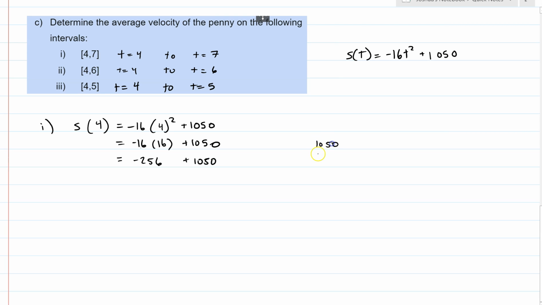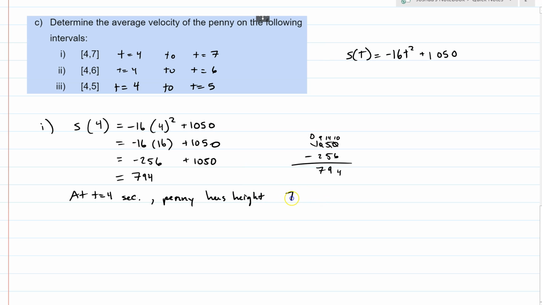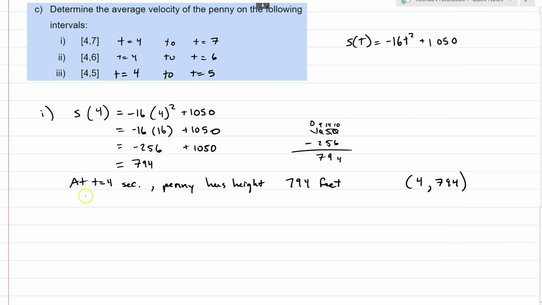Alright, so let me just do the math out here. 1050 minus 256. Let's see, we need to carry this, so that's going to be 9, 14, 10, 4, 9, and 7. 794. Okay, so at t equals 4 seconds, the penny has height 794 feet above the ground, of course. If we're thinking of this as a point on the graph, the coordinates would be 4, 794. Okay, so here's what we do next. Let's get the coordinates for 7. Or t equals 7, sorry.